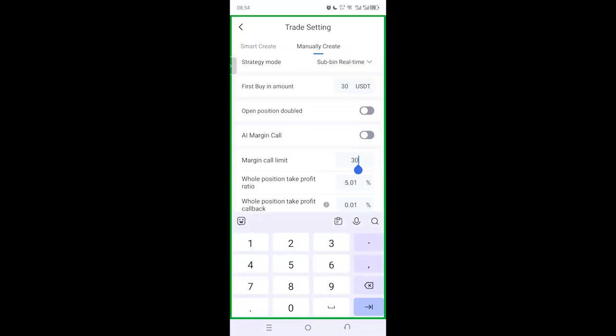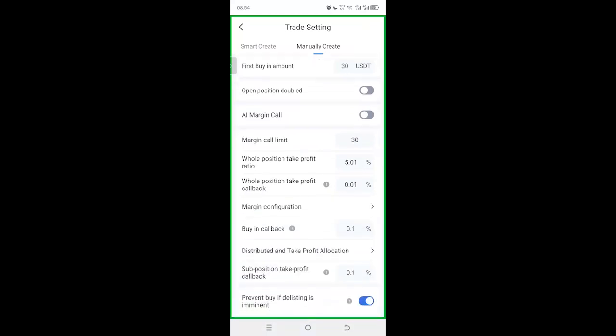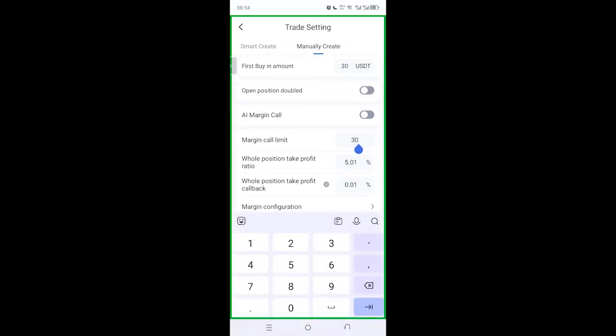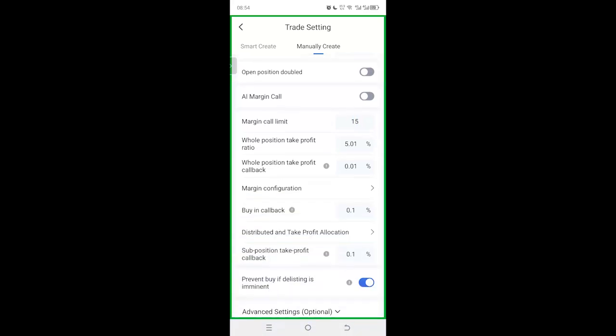What am I going to do? They're saying, what is the call drop? The margin call limit is 15.